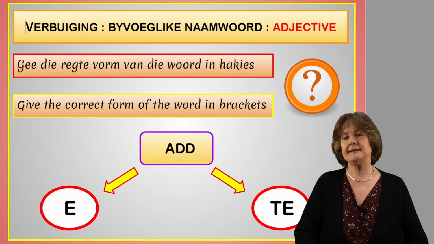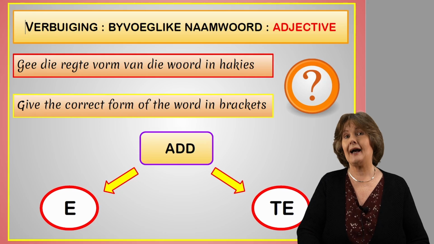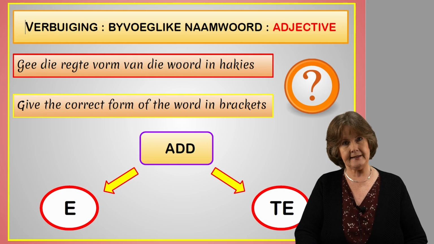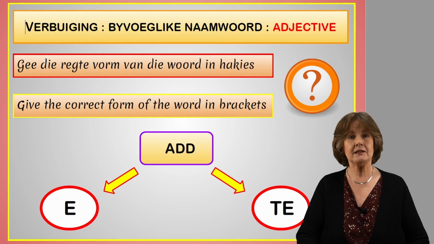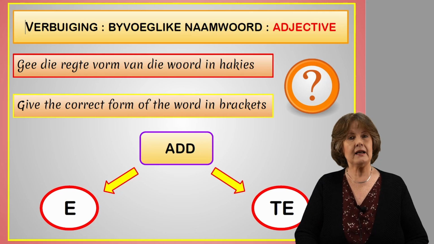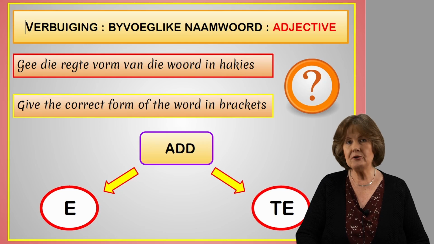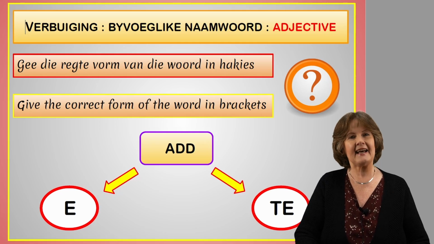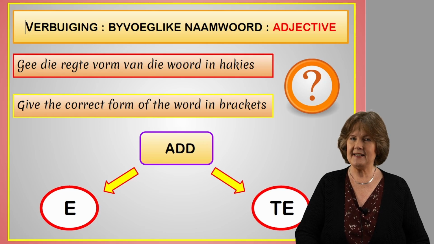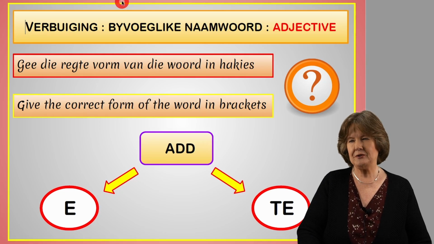Now all you basically do is either you're going to add an E or a TE, but that is when there's no comparison being made in your sentence. So whenever you are stuck and you don't know what to do with a word in brackets, trust me, you just add an E or a TE. So let me show you the comparison words.